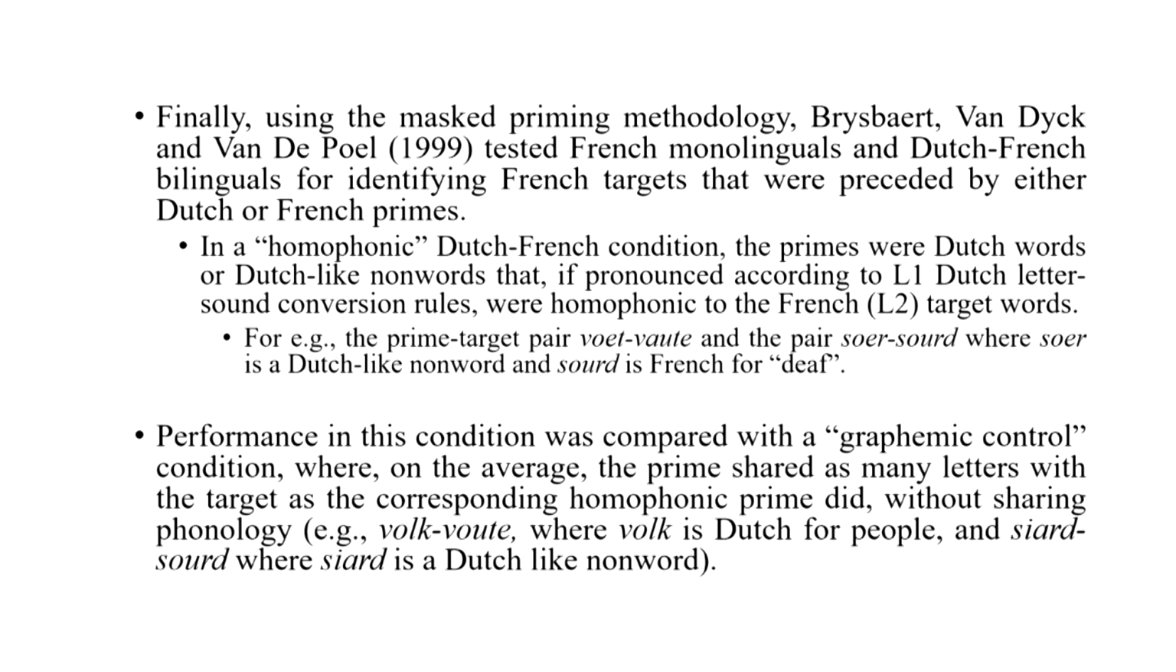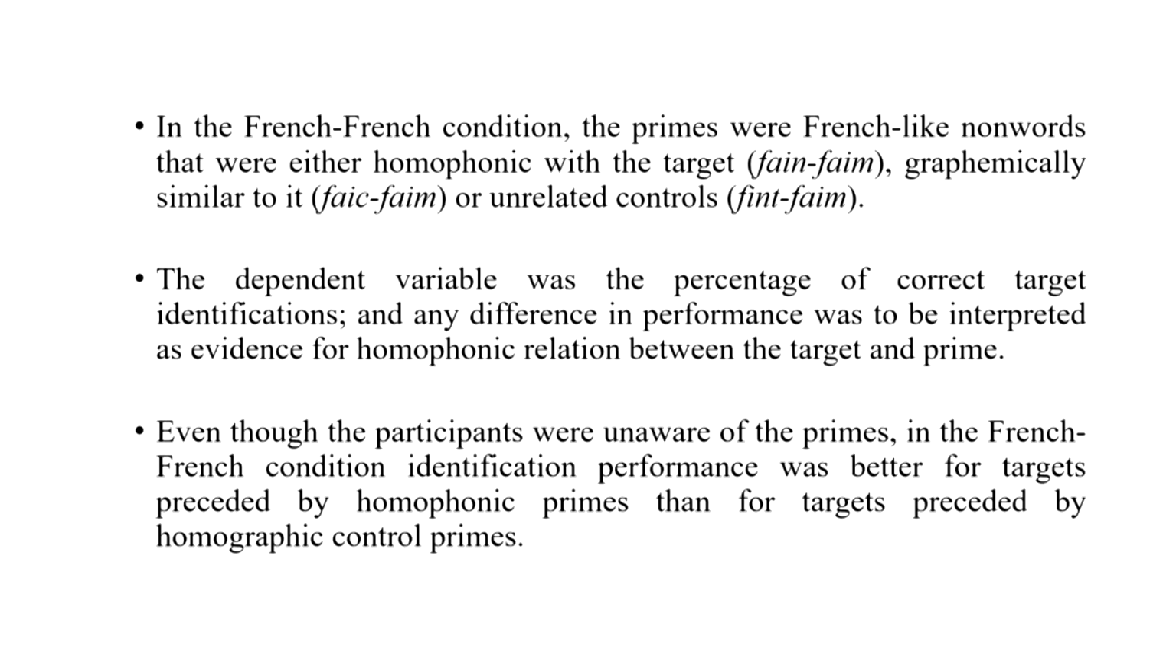Now, performance in this specific condition was compared with a graphemic control condition where on an average the prime shared the same amount of letters as the corresponding homophone prime did, but without sharing any phonology. So, for example, folk and vout, whereas they basically share the graphemes, the spelling is very similar, but the pronunciation is very different. Now, in the French condition, the primes were French like non-words that were either homophonic with the target or graphemically similar to it, or unrelated controls.